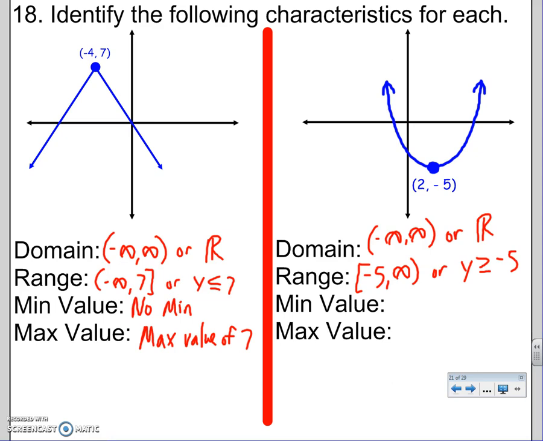Minimum, is there a bottom point? Yes, that's the (2, -5). There's the minimum. What's the value? The value is the Y part. So there's a min value of -5. Is there a max value? Is there a top? There is no top. It goes on forever, so there's no max. Alright, so that's 18.